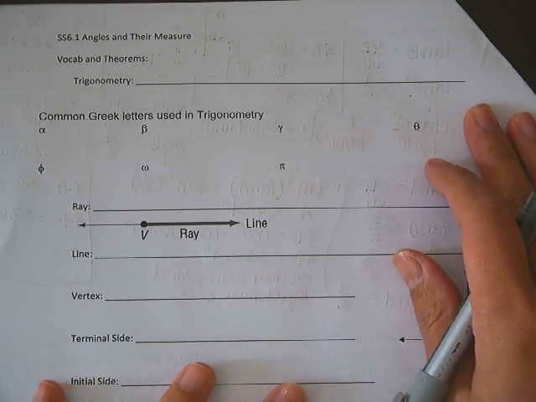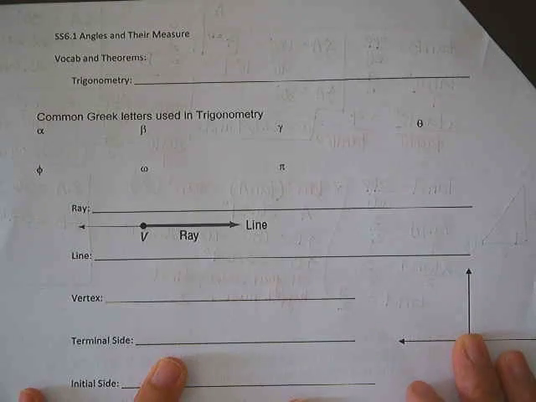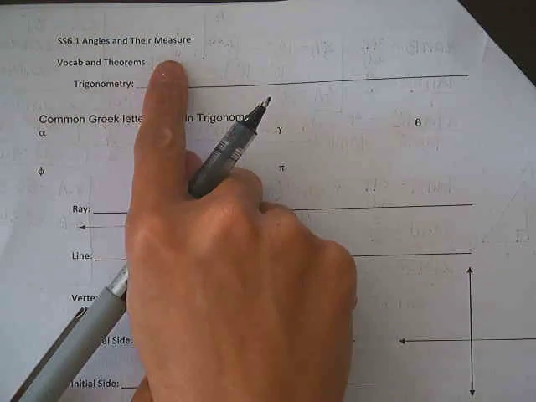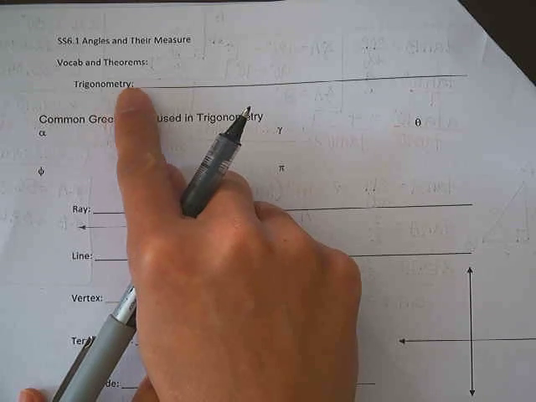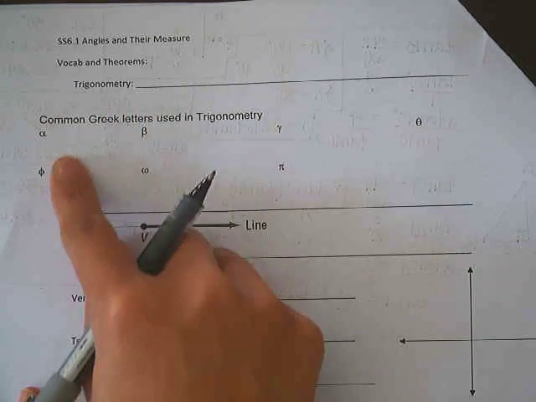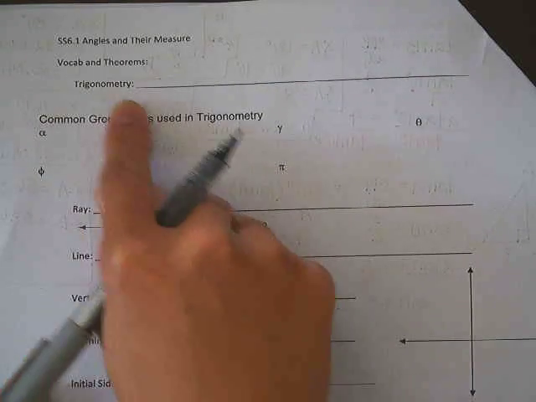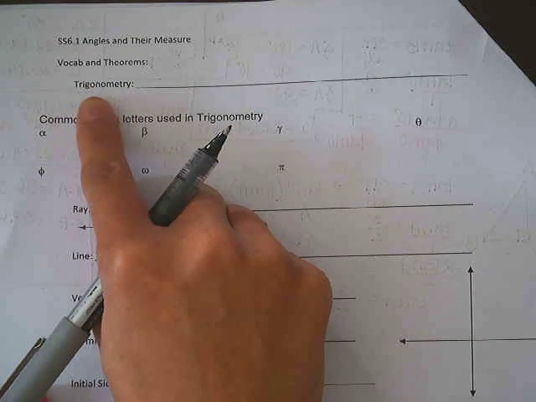Hey guys, we are now going to start with section 6.1, angles and their measure. So the first thing we're going to do is define some vocabulary and some common Greek letters used. Vocab and theorems, here we go.